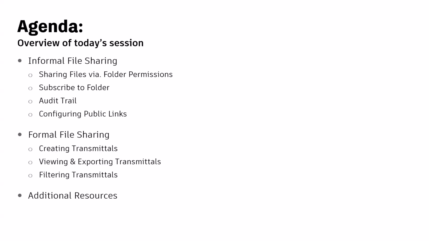Today, we talked about informal file sharing. I showed you how you could exchange files via folders and folder permissions. We looked at how we could subscribe to folders such that as the contents of those folders change, we will get notifications. We saw how the Audit Trail works. This is how we can view the file activities for every file within the Construction Cloud. This will help us identify if the people that we're exchanging files with have actually viewed or downloaded those files.